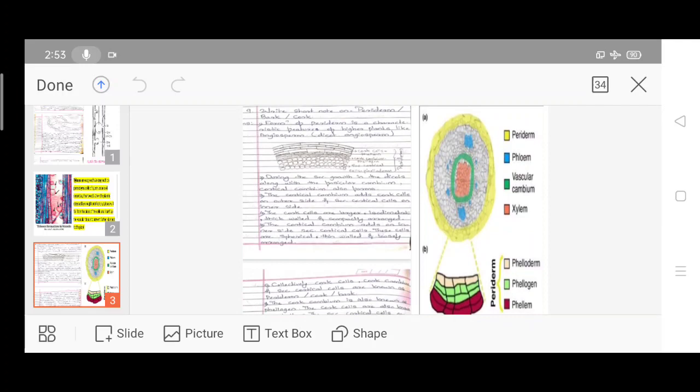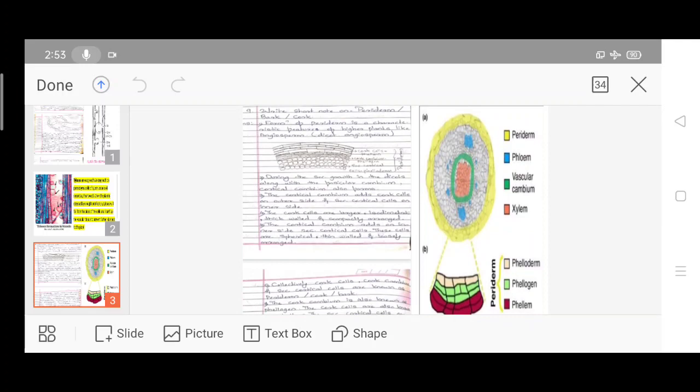In the first lecture, I explained that when secondary growth takes place, it occurs at two positions: the vascular region and the cortical region. At the vascular region the fascicular cambium is developed, and at the cortex region the cortical cambium is developed. This cortical cambium adds cork cells on the outer side and secondary cortical cells on the inner side.